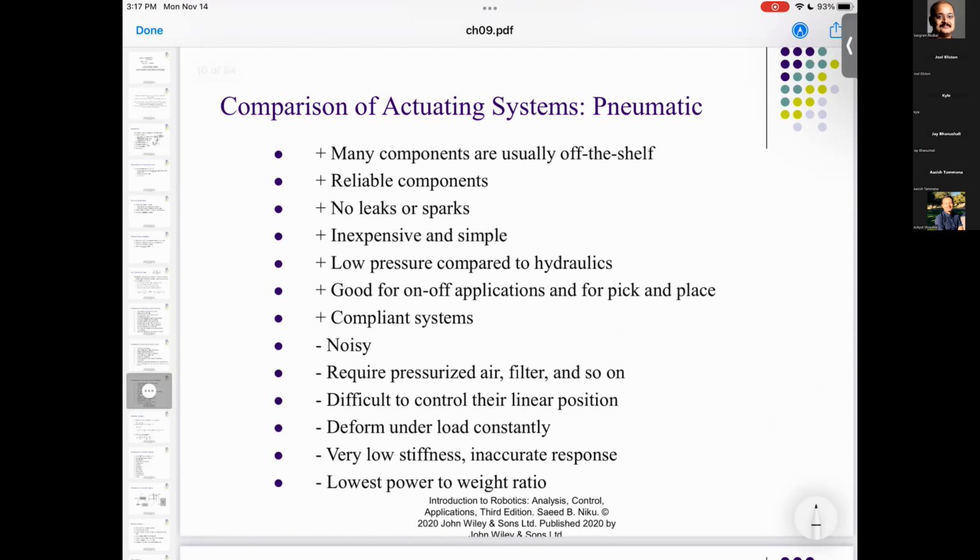Then again, pneumatic system. Again, in pneumatic system, reliable components, no leaks, inexpensive, low pressure. But the problem with that, you need air filter, pressurized air. Again, you have deformation, low stiffness, and lowest power to weight ratio.